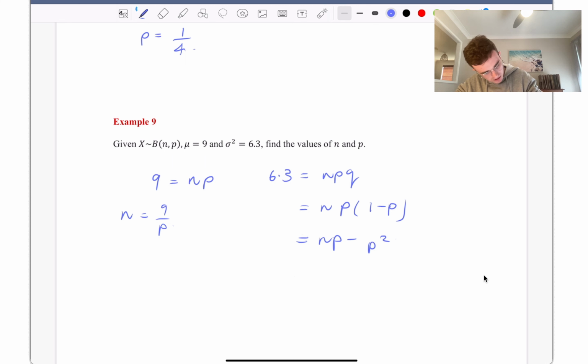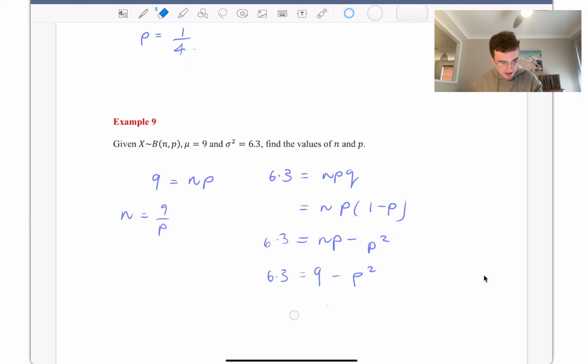So let's go, 6.3 is equal to 9 on p times p, which is 9 minus p squared. So 9 minus 6.3, square root that, you get p is equal to 1. Oh, that's not right. That can't be right. Let me just backtrack here. So we've got X is a binomial distribution, average 9, and variance 6.3. Oh, yep, I know what's wrong. There needs to be another n here. Okay.